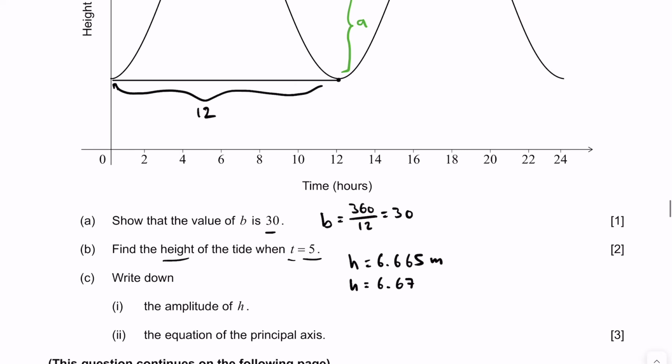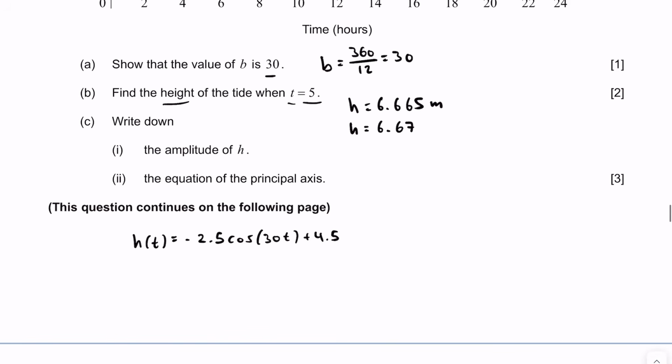So let's go down here. The amplitude of this function is equal to 2.5. So once again, we just want the magnitude, the absolute value. No negatives. We just want to know how high this wave is. What is the distance of this wave from the principal axis? What is the highest point in terms of its distance away from the principal axis or the midline?